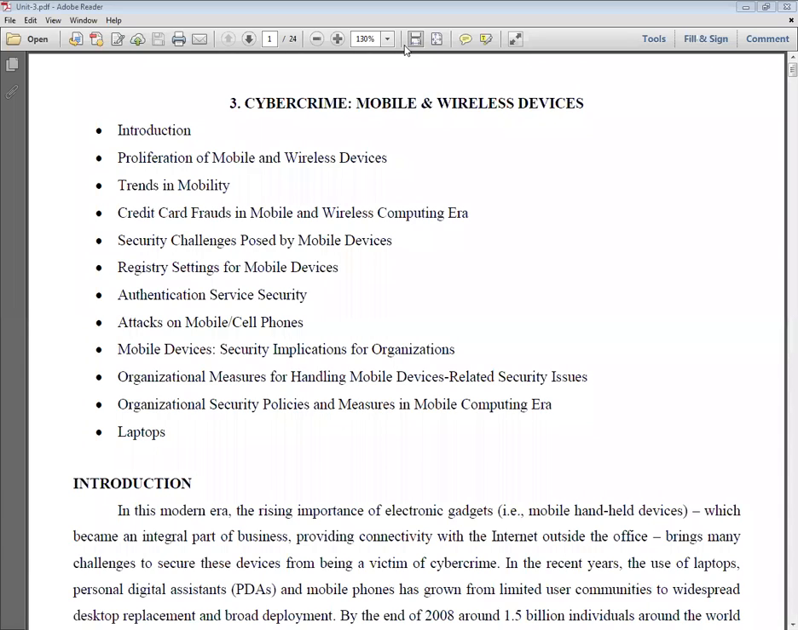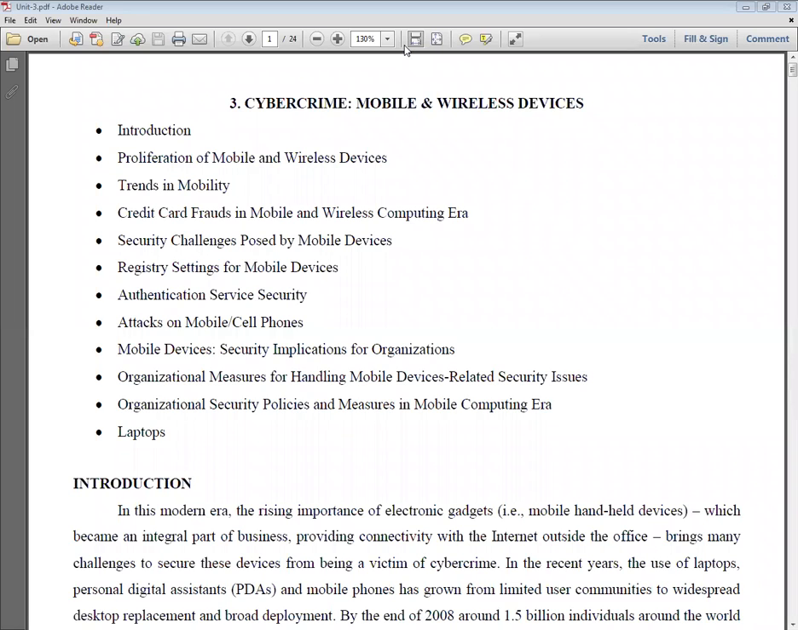So all of us know what is a mobile and what are wireless devices. Wi-Fi, in the sense, we are not having any wire connected. So we are getting internet without any wire connection to our mobile device. A device which does not have any wire is called a wireless device, and a mobile is nothing but an electronic gadget.